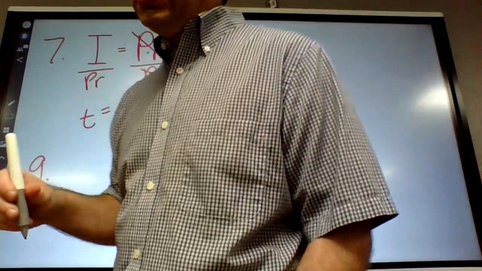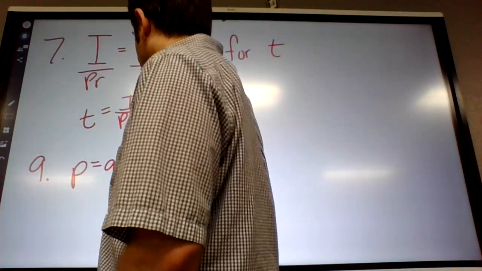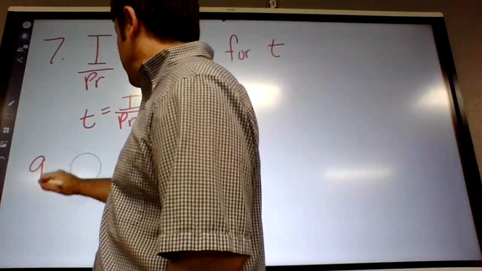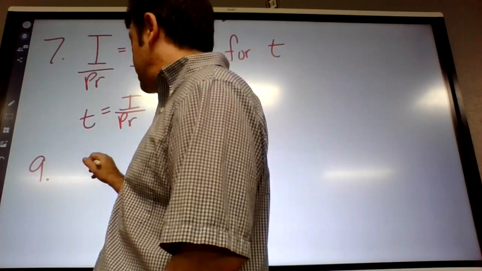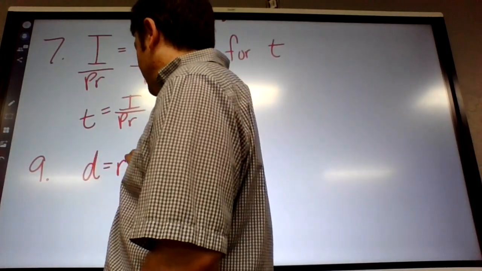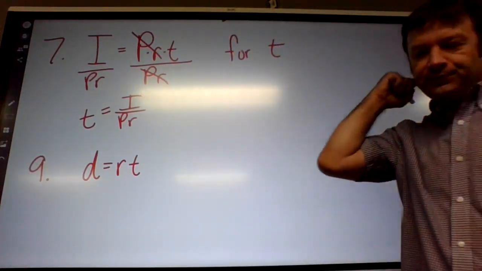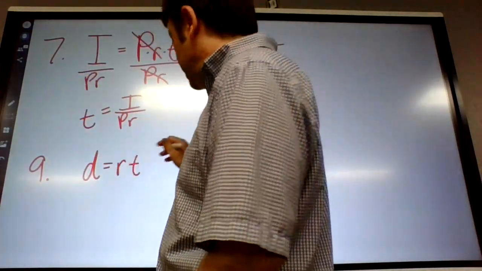Number 8, P equals A plus B plus C. 9. Is that 8? 9. Number 8 was more interesting. D equals RT. Do you guys remember or recognize that formula? Distance equals rate times time.